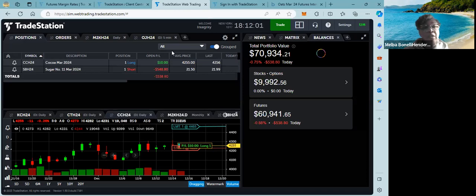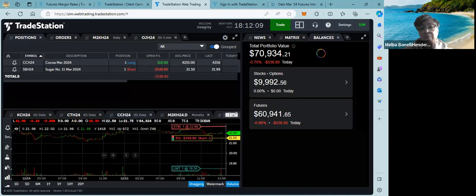Let's see the sugar trade also. It's over to your right, to the right of the M2KH. Yeah, there you go. And so that's the sugar trade. And so she is shorting the market on sugar. And that's where her trailing stop is at this point. And she's looking to take profit where you see the green limit order at 18.50.